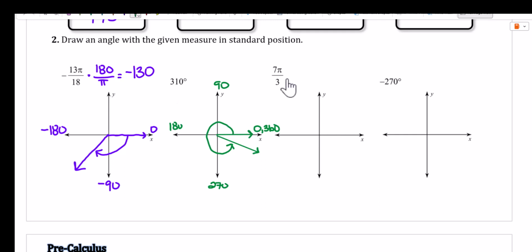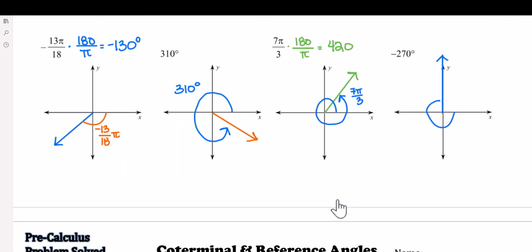Now, same as last time, pause the video. I want you to try number 3 and number 4, and then I'll put my solutions on the screen. All right, here is what you should have gotten. 7 pi thirds, and negative 270 here. This is how those should have been drawn.